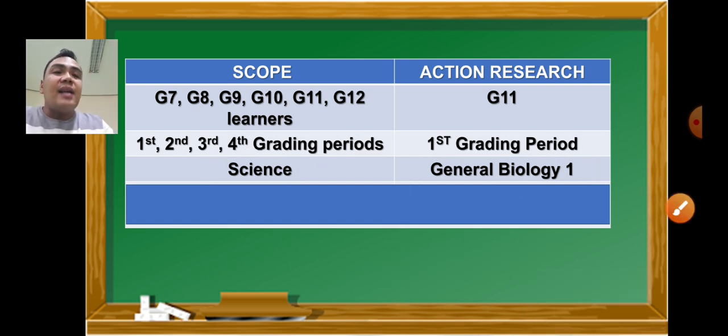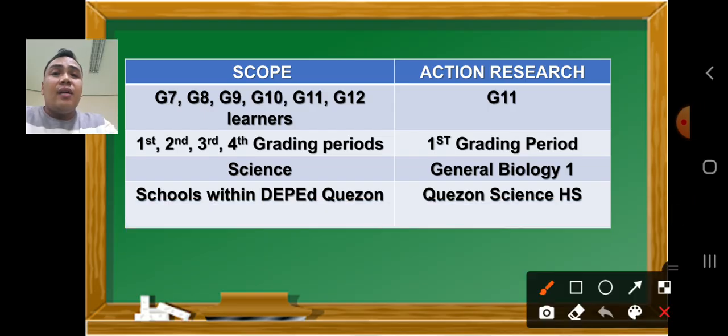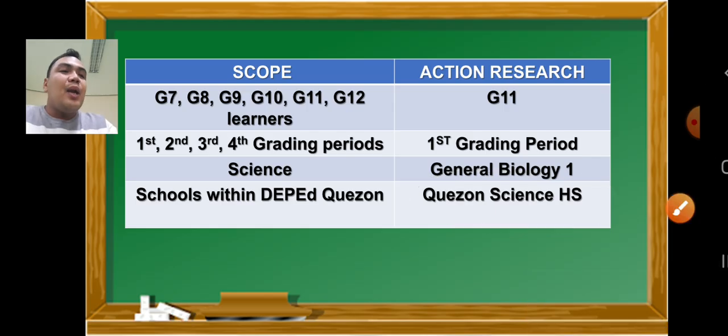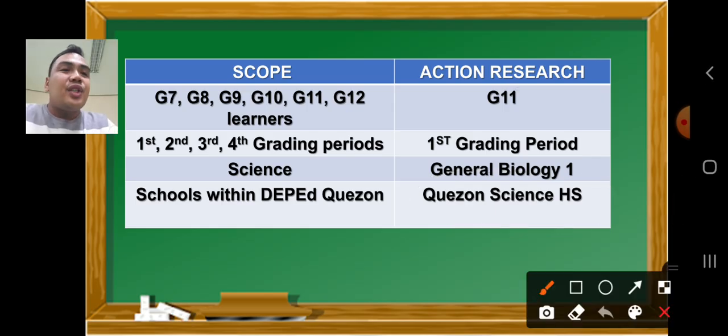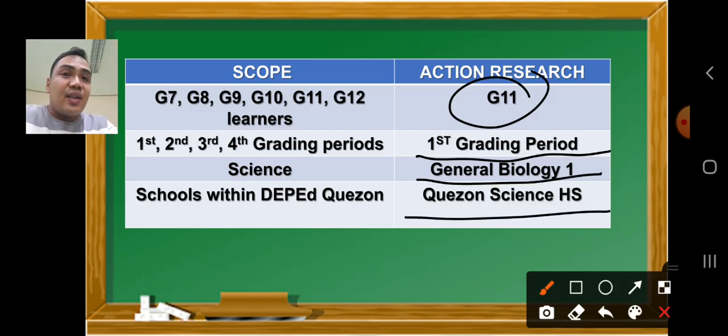study. Lastly, schools within DepEd Quezon: there are several schools or institutions, both in the private and public sectors, within the Department of Education in Quezon Province. But this study was only conducted at Quezon Science High School. So, take a look at the scope of this action research. The main concern will be grade 11 only, during the first grading period only, General Biology 1, and Quezon Science High School, for instance.